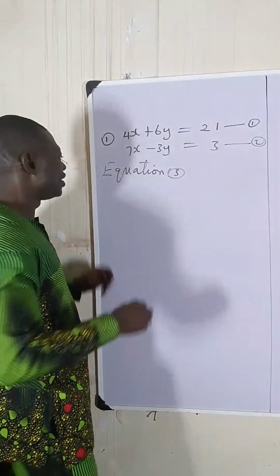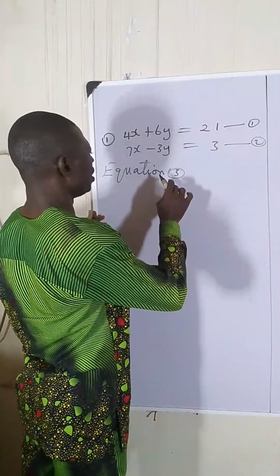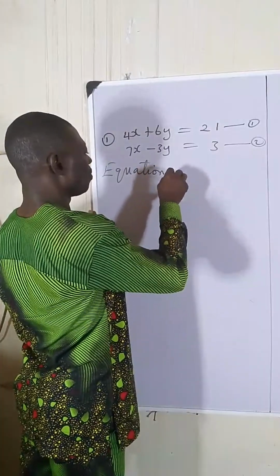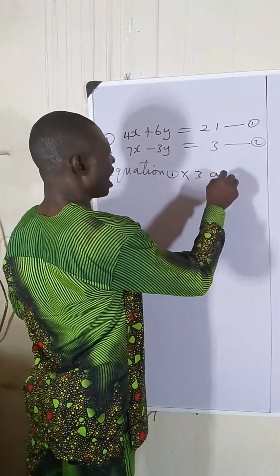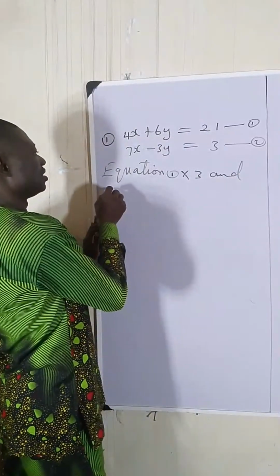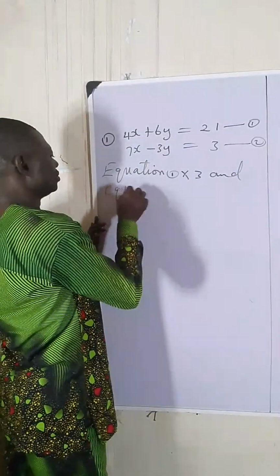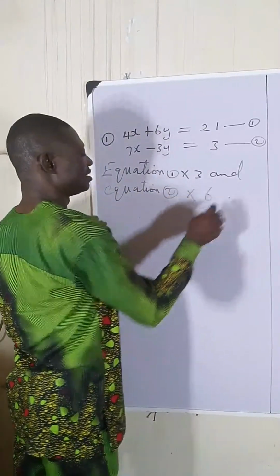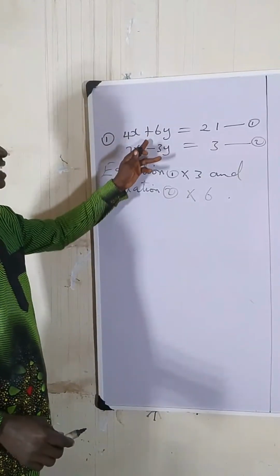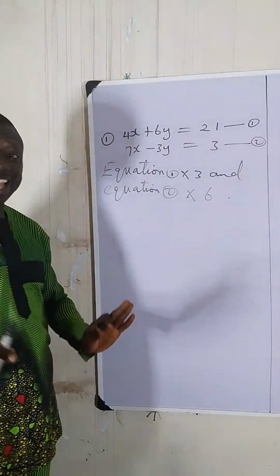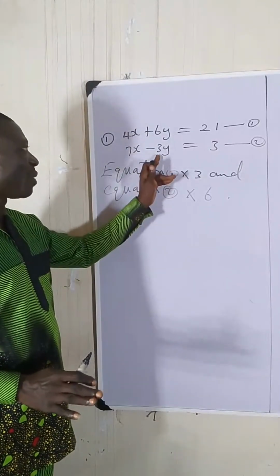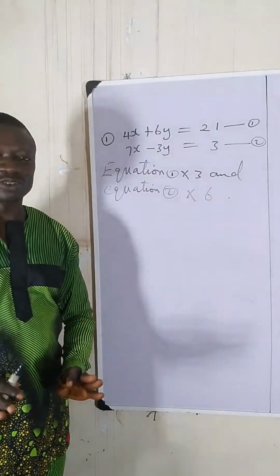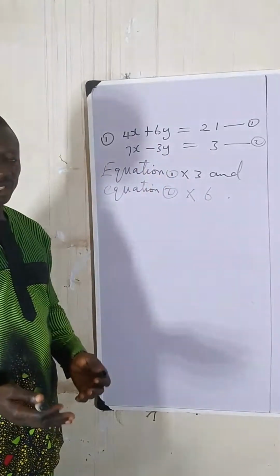And so we are going to say in equation 3, equation 1 times 3 and equation 2 times 6. Remember, I've told you we are not going to consider their signs. The only thing we are going to consider is the number we have there. 6 times 3 and 3 times 6, both of them will give us 18. And that's what we're interested in.